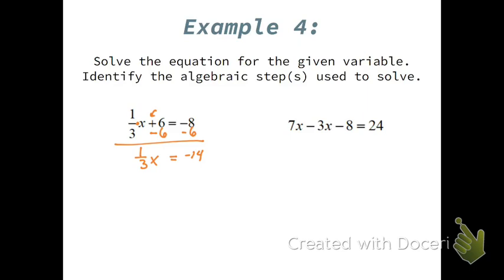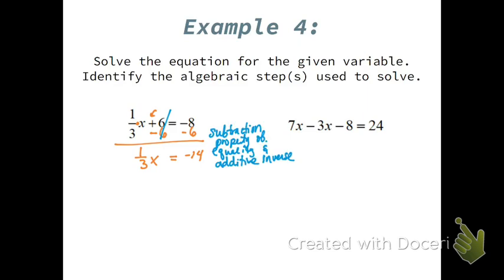Now, I kind of did two properties here. I subtracted 6 from both sides. That was the subtraction property of equality. And on the left-hand side, the positive 6 plus negative 6 gave me 0 and left me with just the 1/3 x. That was my additive inverse.